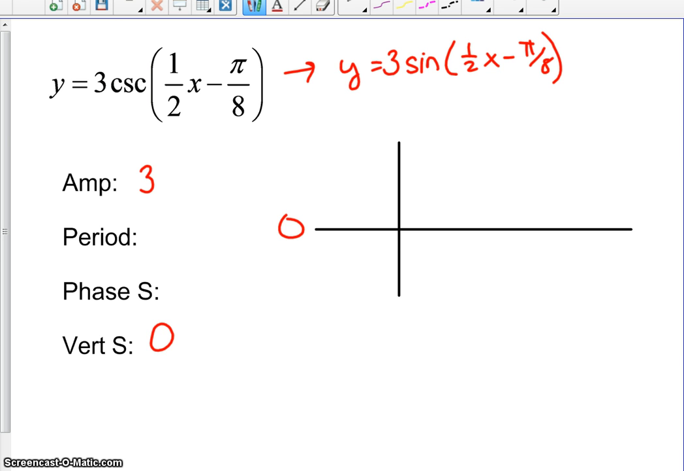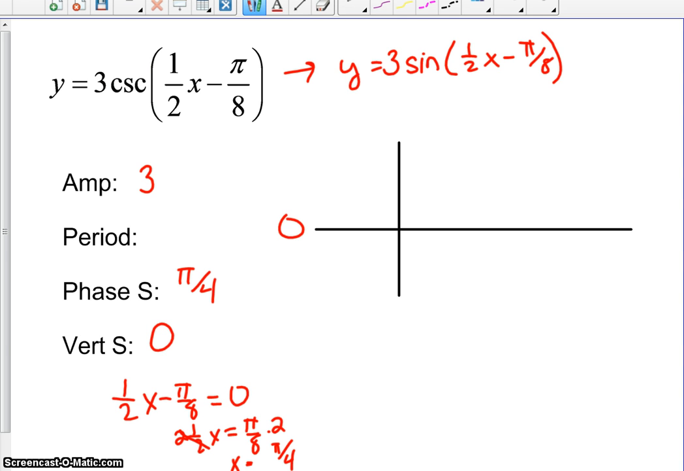My phase shift I need to calculate, so I need to go 1/2 x minus pi over 8 equals 0. So 1/2 x would equal pi over 8. Multiply both sides by 2. X would equal pi over 4. So my phase shift is pi over 4. To get my period, I'd have to take 2 pi and divide it by my k, divided by 1/2. 2 pi divided by 1/2 is 2 pi times 2 over 1. My period is 4 pi.